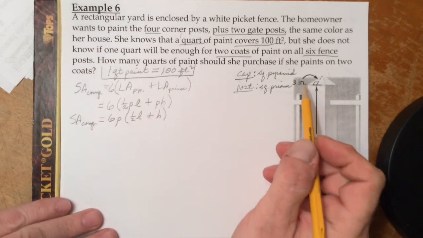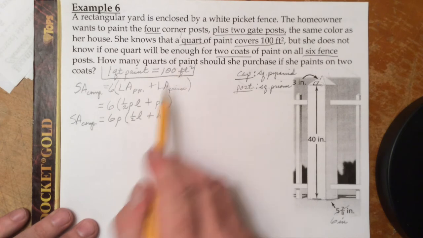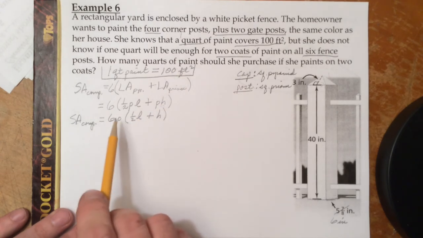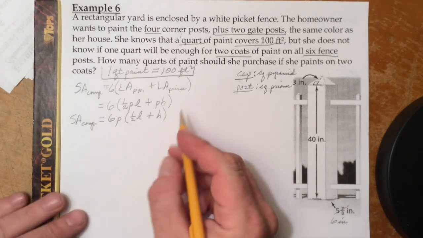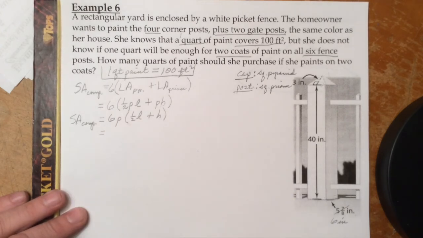Now later on, we're going to have 2 coats. We're going to end up multiplying this by 2. You can multiply this by 2 right now if you want to, or you can wait. I'm going to wait. Next, we define our variables here.